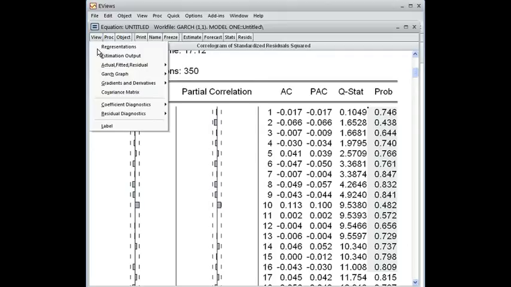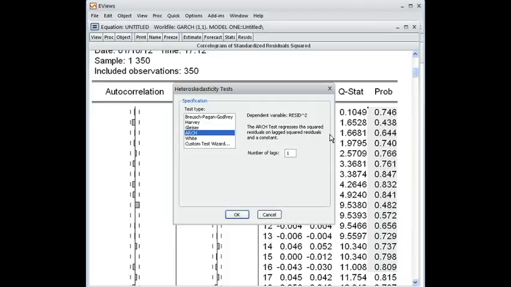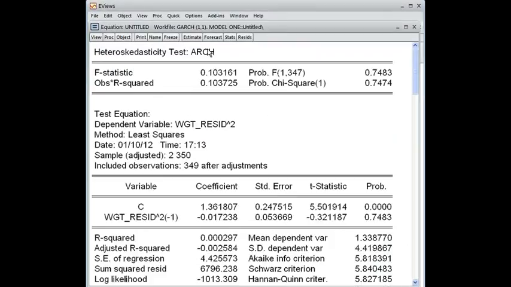Then we check the second one, whether there is an ARCH effect. As before, I come here, ARCH test. The observed R-squared and the corresponding p-value is 74.74%, which is more than 5%, meaning that we cannot reject the null hypothesis. We accept the null hypothesis. And what is our null hypothesis? There is no ARCH effect. So this one is a good sign.